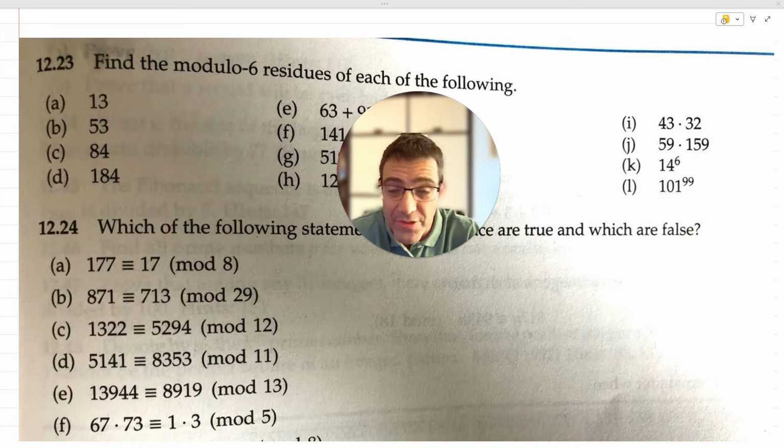Today we cover another worksheet on modular arithmetic. So these questions are a little bit harder, very interesting. Let's try it out.